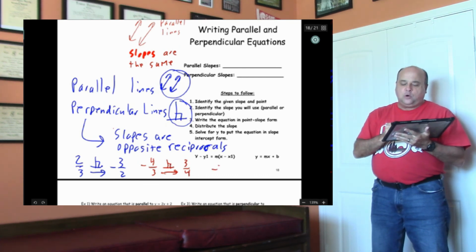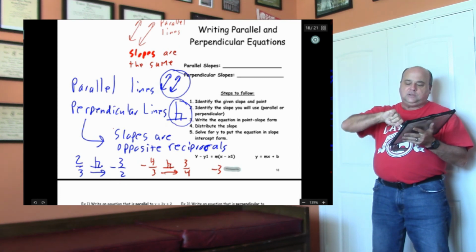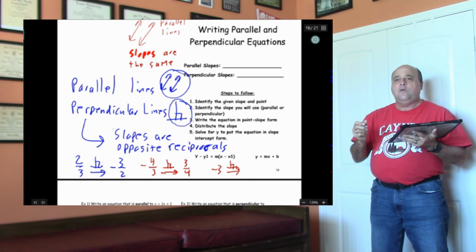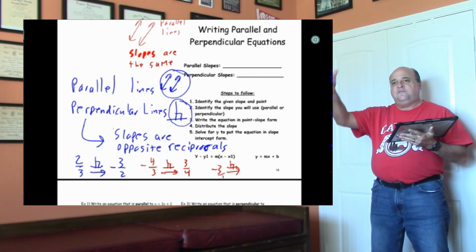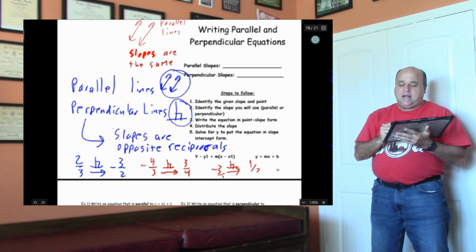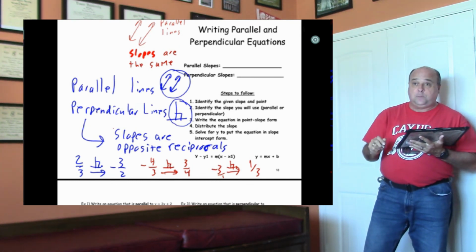What if my slope were negative 3? What would the opposite reciprocal be? So I'm going to draw an arrow, I'm going to get a new slope, and I want it to be perpendicular. So remember, negative 3 is negative 3 over 1. So I'm going to flip it, it'll be 1/3, and it will go from a negative to a positive. So negative 3 and 1/3 would draw lines that would be perpendicular.